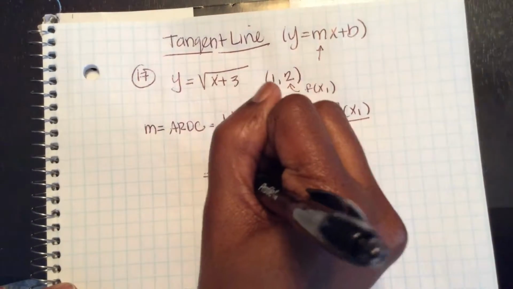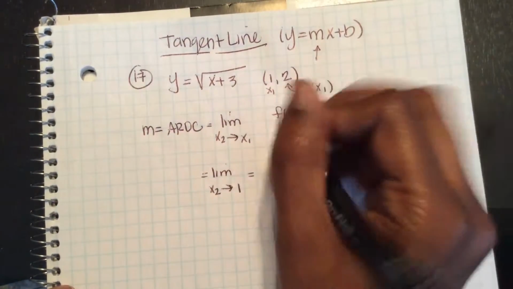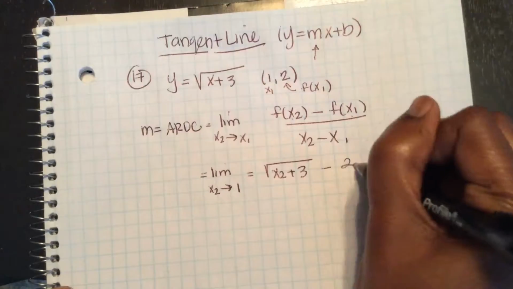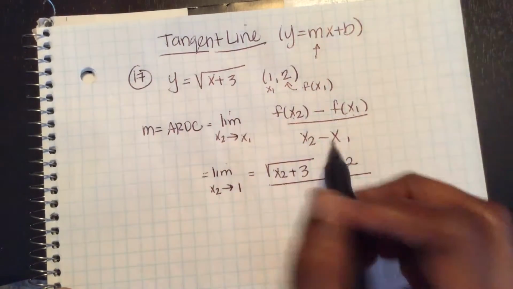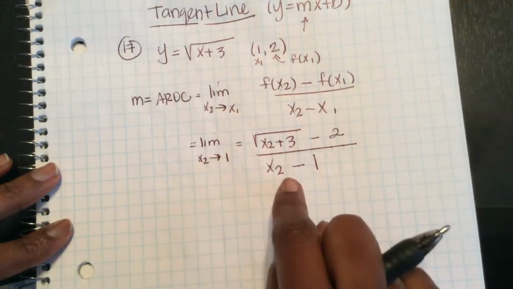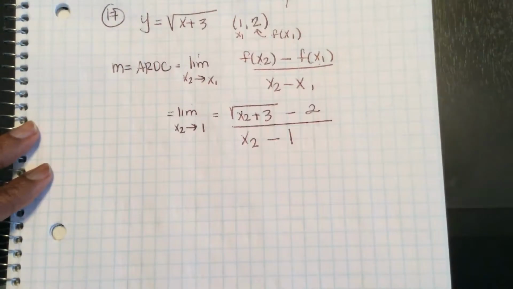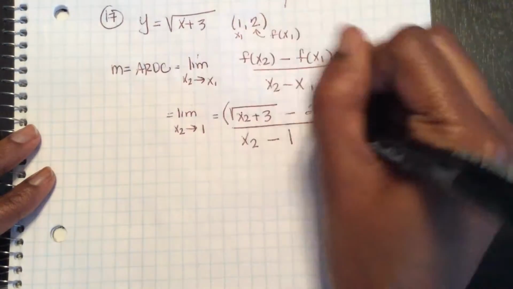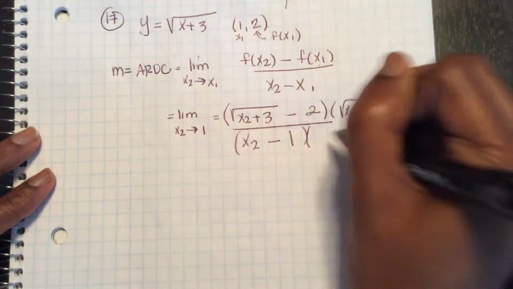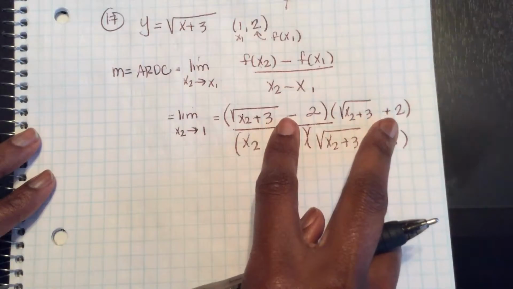So this equals the limit as x2 approaches 1, because that's what x1 is. F of x2 is square root of x2 plus 3 minus f of x1, which is 2, all over x2 minus x1. So if I tried to plug in 1 for x2 with direct evaluation, I would get 0 in my denominator. So I need to manipulate this limit. I'm going to multiply by the conjugate of my numerator on top and bottom. Notice these signs just change.